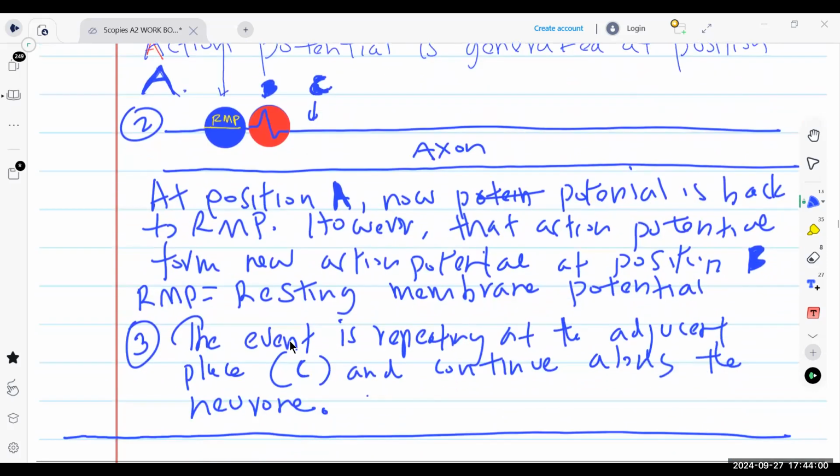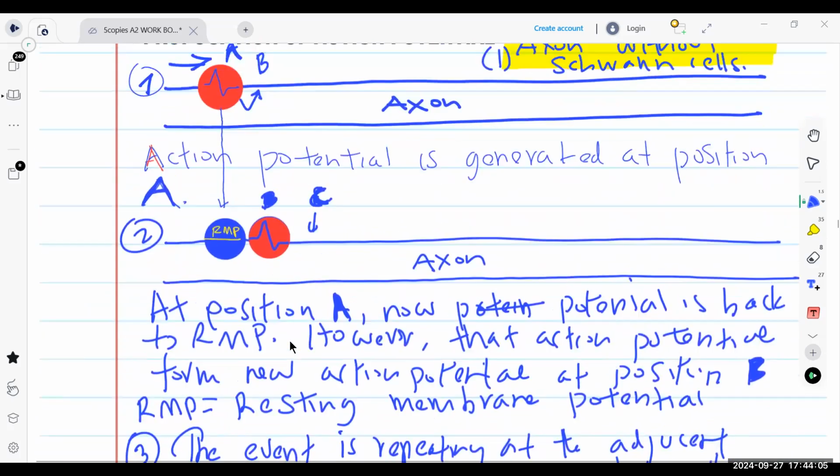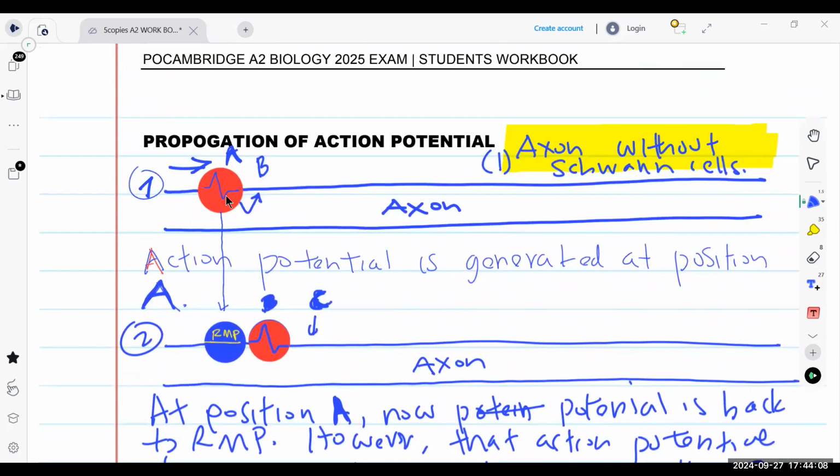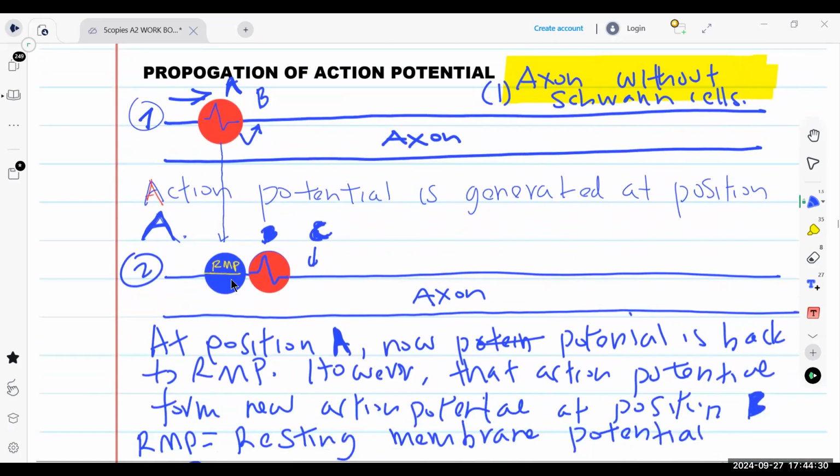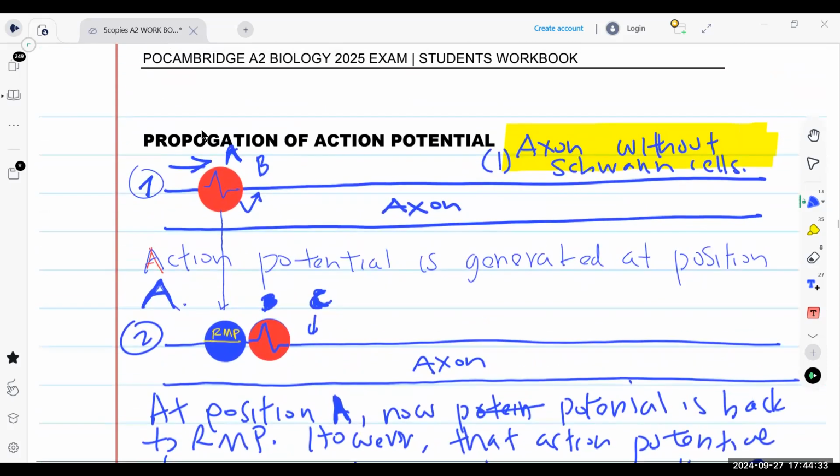Okay, I hope you have written the sentence. Now, if we look again, an action potential is generated on the neuron, and immediately that action potential diminishes and becomes resting membrane potential. The action potential goes on to make a new action potential at position B. So this event is repeating, and this is called impulses and propagation of action potential. There should be a spelling mistake here. Propagation. It's A.